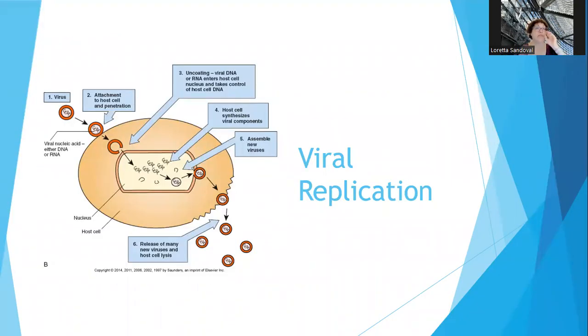So this is viral replication. The virus is just floating along, attaches to the host cell, penetrates the host cell's cell membrane, and uncoats its viral DNA or RNA, and it takes control of the host cell's DNA. Then the host cell synthesizes the viral components, assembles new viruses, and releases them. It bursts through the cell, usually killing the host cell, and then those little replicated viruses are off to infect other cells in the region. So not a fun thing.